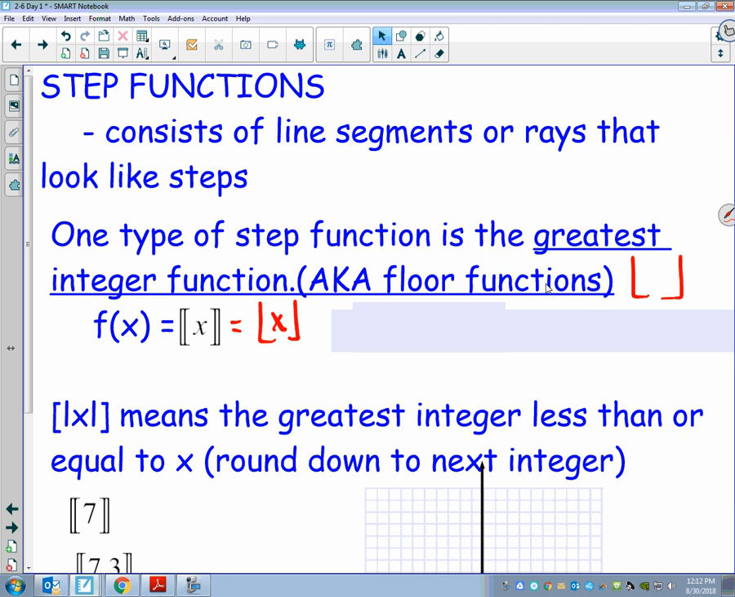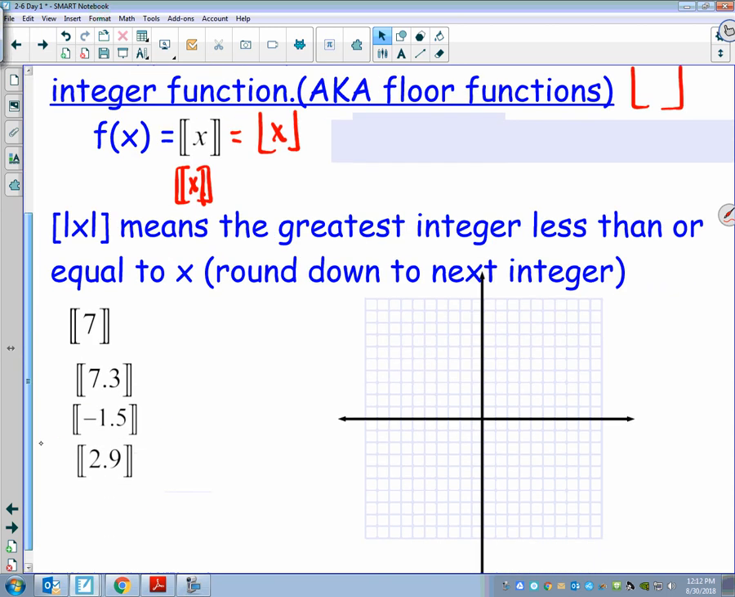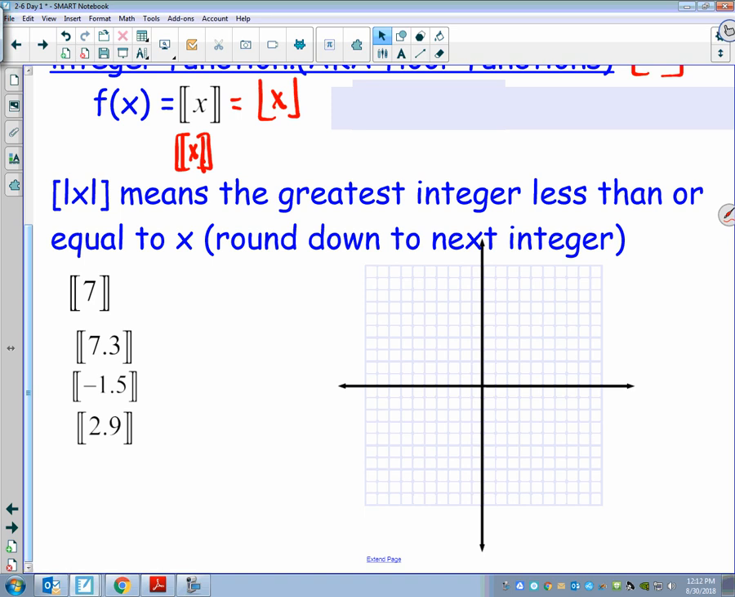Those are not absolute value bars. That's why they kind of look like this. And I'll show you in the textbook in class what that looks like, all right? What you need to know is what that means. It means that it's the greatest integer less than or equal to that number, which means it always rounds down to the next one. So if it's an integer, it's just that number.